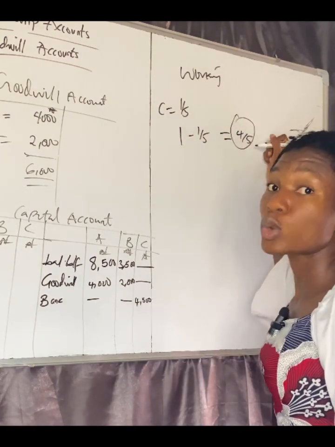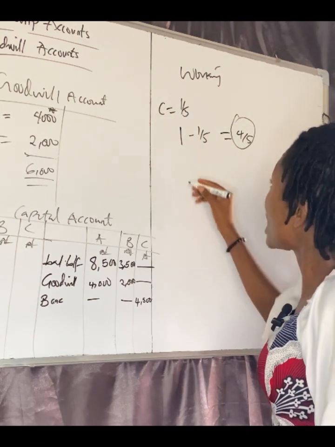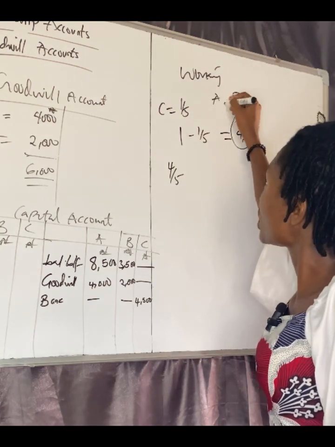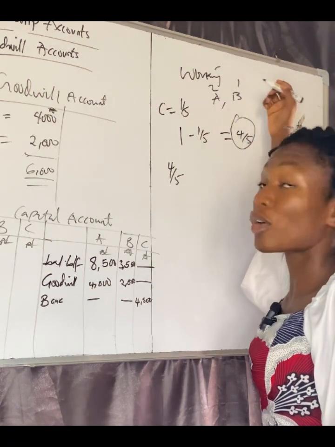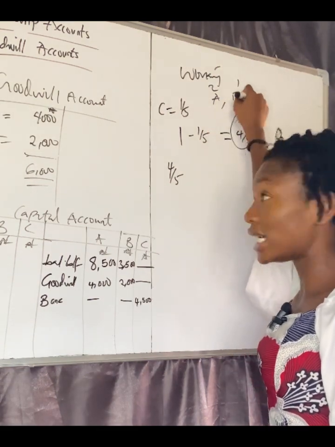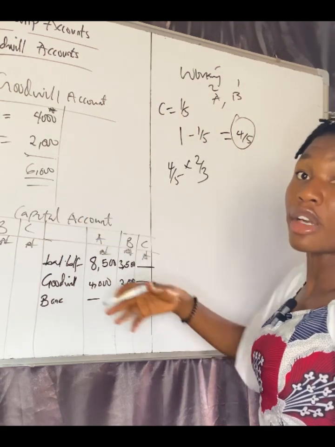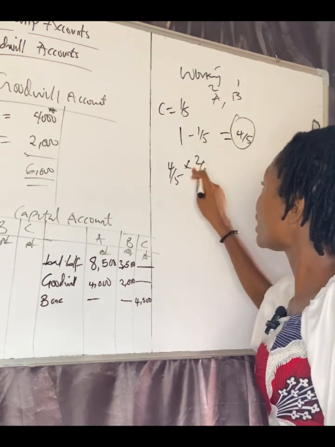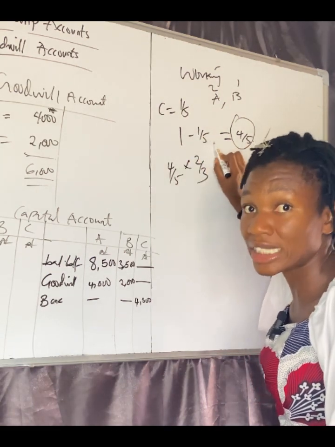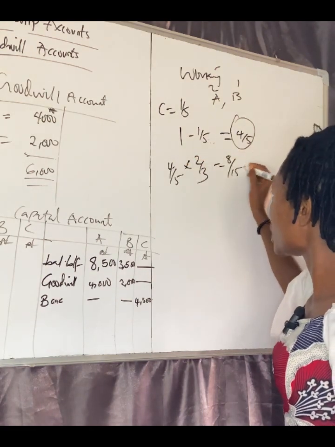Now from this balance, we are told that A and B's profit sharing ratio is still the same. So for the balance, we want to distribute among A and B, that is 2:1, according to what we have been told. A is getting double of whatever B has. So we're going to be multiplying 2/3, which is the old profit sharing ratio for A, by the balance after we have deducted 1/5, the profit for C. That will be giving us 8/15.